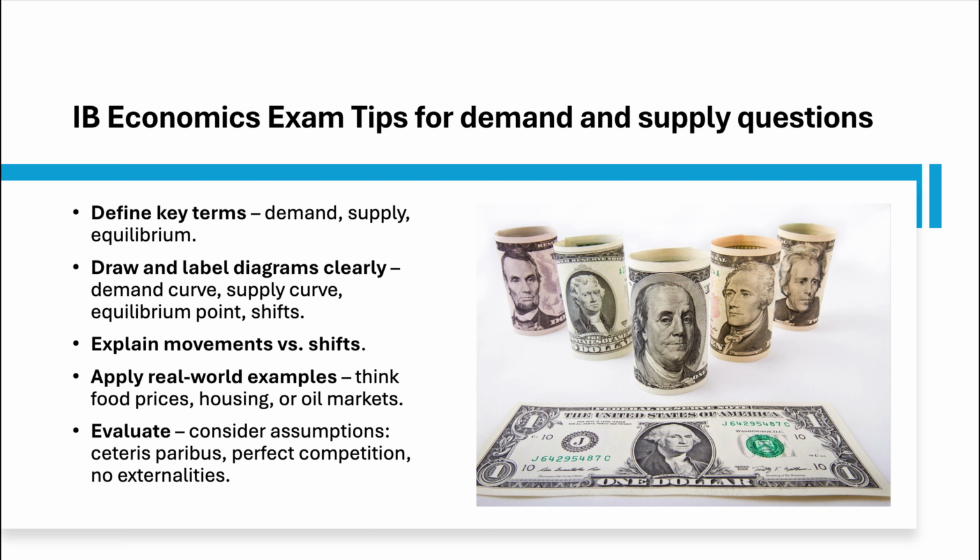Thirdly, be clear about the difference between a movement along a curve, which happens when price changes, and a shift of the curve, which occurs when non-price determinants change. Many students lose marks by confusing the two, and in reality, this is one of the easiest mistakes you can make. And if you truly know the basics, you won't really make this mistake.